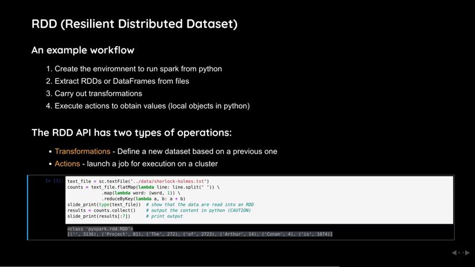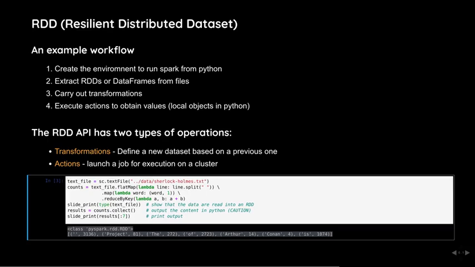An RDD is a fault-tolerant collection of elements that can be operated on in parallel. The RDD API uses 2 types of operations, transformations and actions. On top of Spark's RDD API, high-level APIs are provided, including the DataFrame API and the Machine Learning API, both of which we will cover in this course. The text file is an RDD that was subjected to a chain of transformations. It was used to create counts, another RDD.